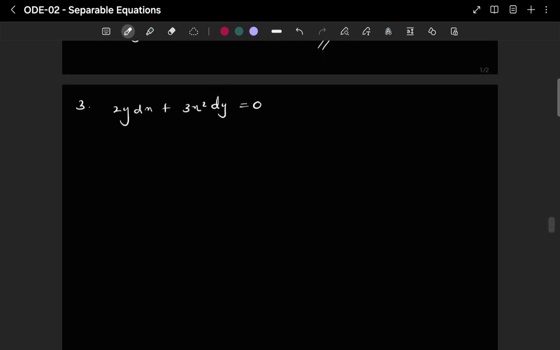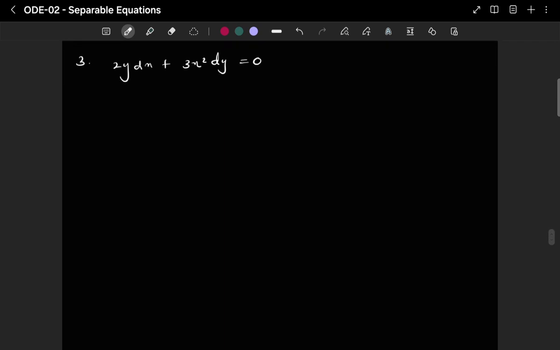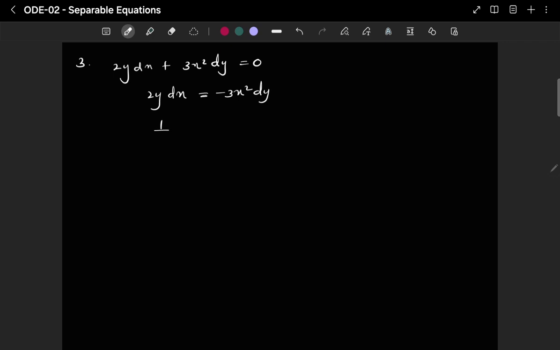Moving on to the third question, which is the last one in these practice questions of separable equations. We have 2y dx plus 3x squared dy equals 0. In this one also we can separate the variables onto the sides of the equation. So here we can take 1 over 2y dy equals minus 1 over 3x squared dx.